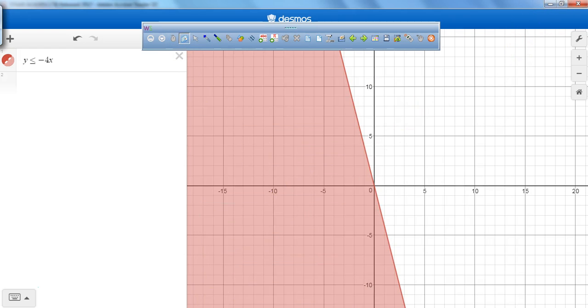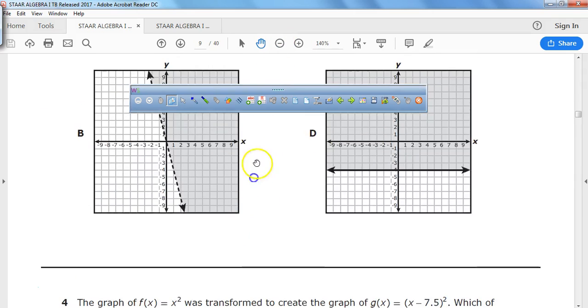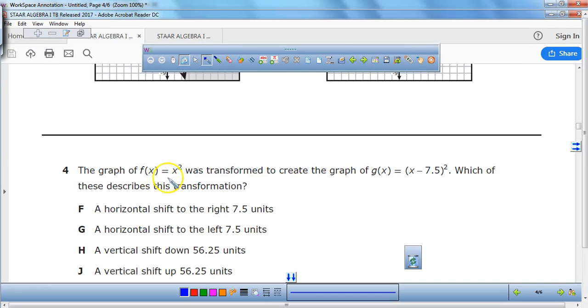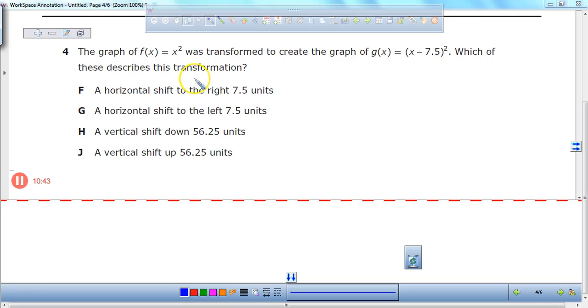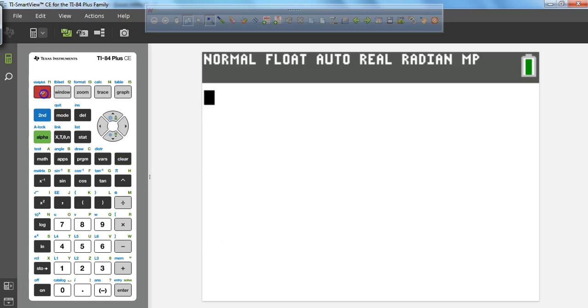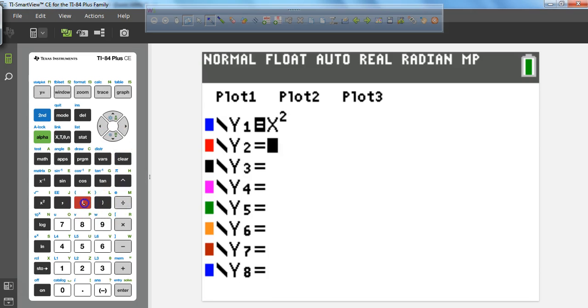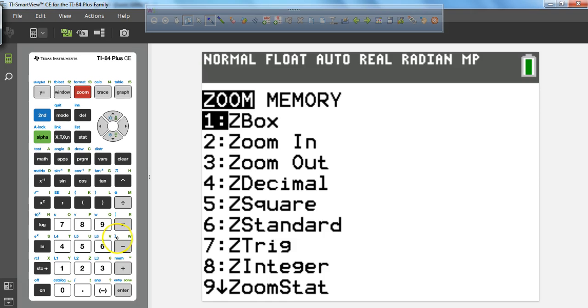Okay? Let me go back over here. All right, so here we go. The graph of f of x equals x squared was transformed to create g of x, which equals x minus 7.5 squared. Which of these describes the transformation? Let's use our graphing calculator. Let's see what happens. So I'm going to put y equals, I'm going to type in x squared. Then I'm going to go parentheses x minus 7.5 squared. And I'm going to hit zoom number 6, do a standard zoom.